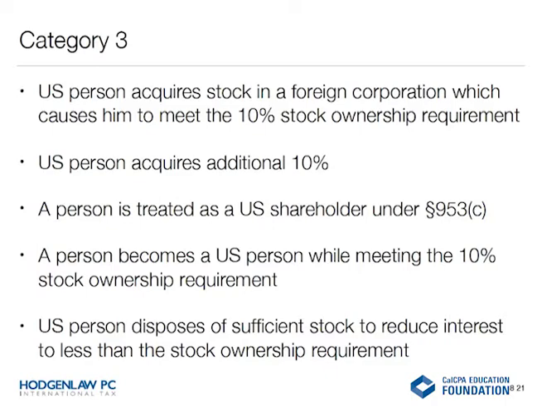A person who becomes a U.S. person while already meeting the 10% stock ownership requirement, or if a U.S. person disposes of sufficient stock to reduce their interest to less than the stock ownership requirement. And just as a reminder, stock ownership requirement, we covered that a few slides ago under Category 2, means the same thing for Category 3. It's 10% of the value or voting power of the corporation. So this last one, a U.S. person disposes of sufficient stock to reduce interest to less than the stock ownership requirement. So it's any time that by value or voting power you were previously above 10% and you're now below 10%.